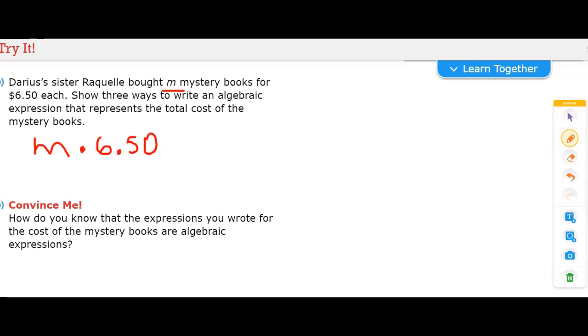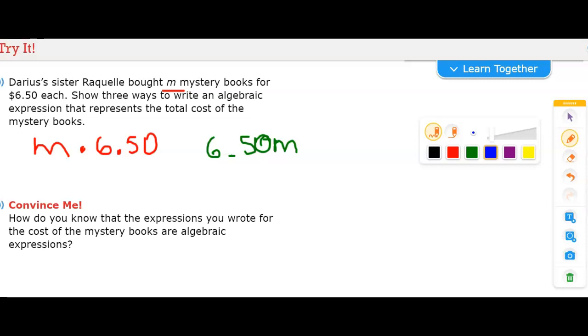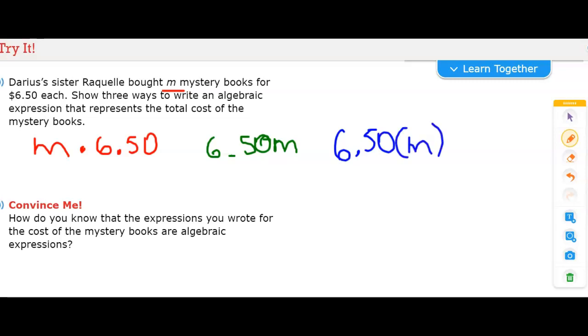We could also write it as $6.50 with an M attached. We can also write it as $6.50 parentheses M, or M parentheses $6.50. Either way, that all tells us that we're multiplying the variable and the $6.50.